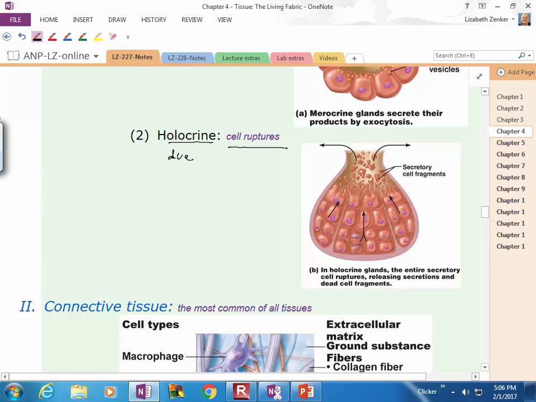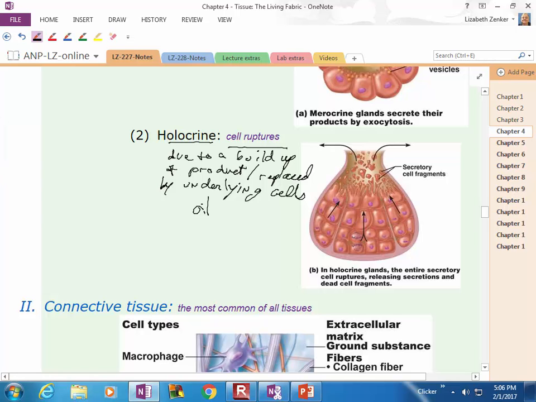So due to a buildup of product, and it's replaced by underlying cells. An example would be an oil or sebaceous gland. So basically the apical cell, the ones on the apical surface, ruptures. If it ruptures, it means what? It died, right? So the product buildup in the apical cell causes the cell to rupture. The cell is then replaced by underlying cells.